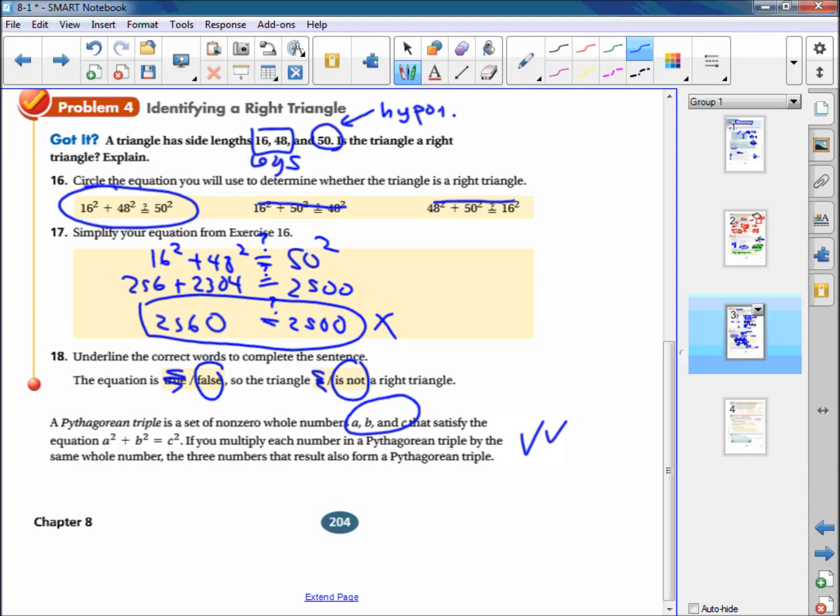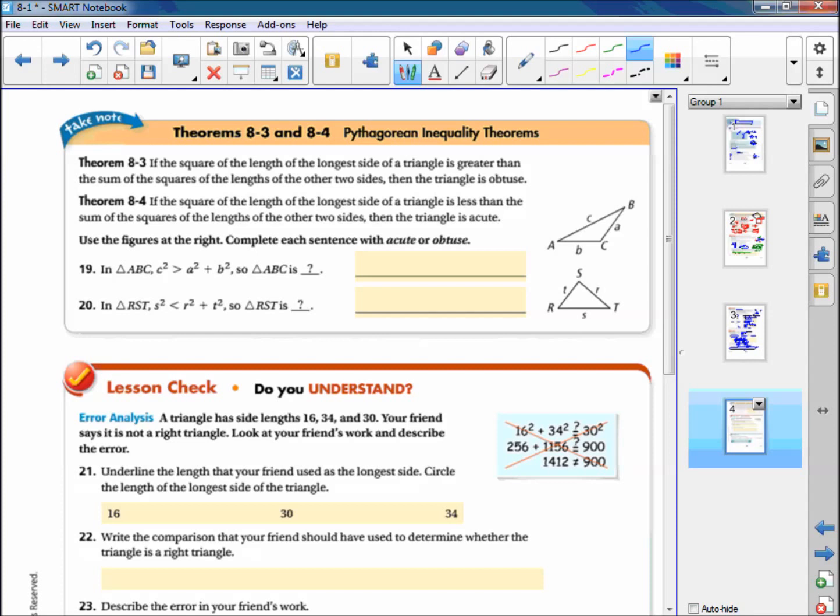And this is because if you multiply a Pythagorean triple by any other whole number, so all 3 sides by another whole number, you'll get a new Pythagorean triple. So it doesn't have to just be doubled. It could be tripled or times by 4 or times by 5. All right, let's flip it over and see what's on our last page here.